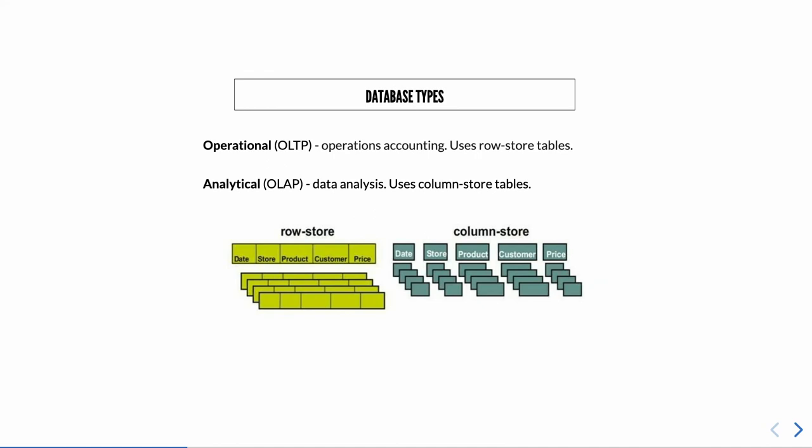In the modern world, all databases can be split into two big different types. The first type is operational databases, and they are used for operations and accounting, and they use row store tables. These are well-known databases like MySQL, PostgreSQL, MSSQL, so all databases that we usually use in the Drupal world. And the other big type is analytical databases. These are databases of the new era, because now we have lots of data around us that we haven't had before, and we need a new way to store data. So analytical databases use column store tables.